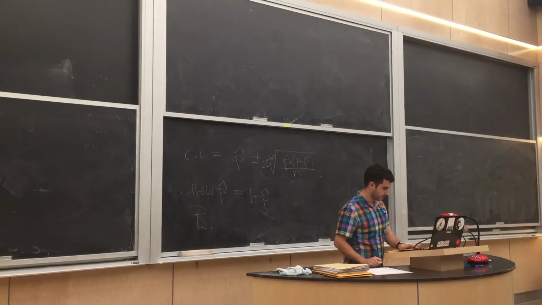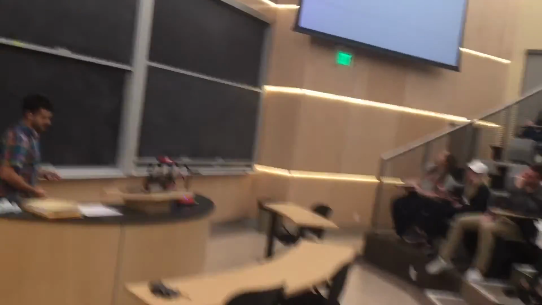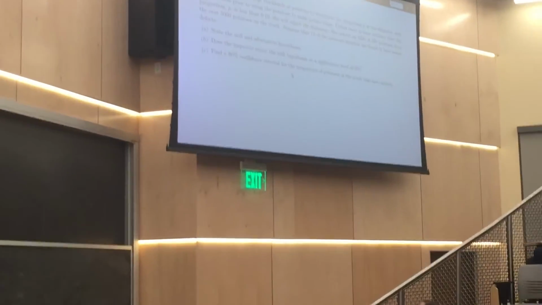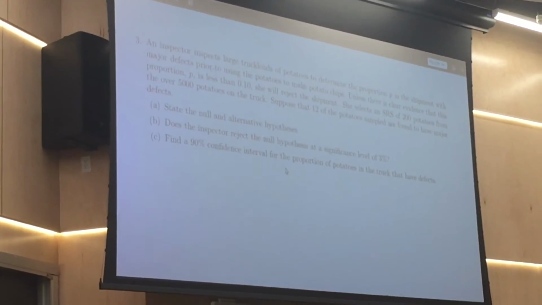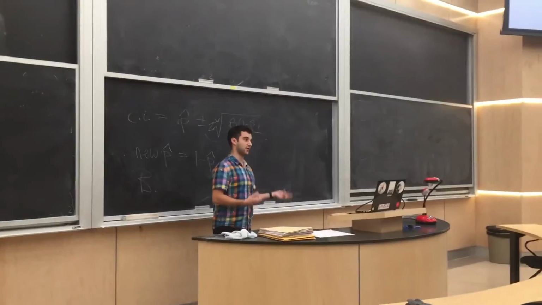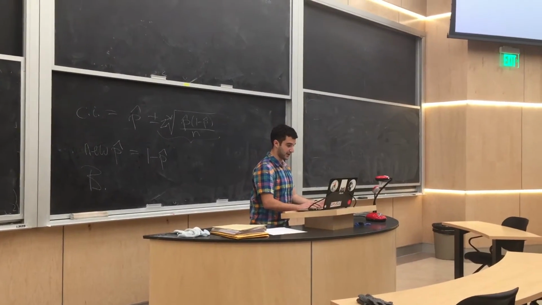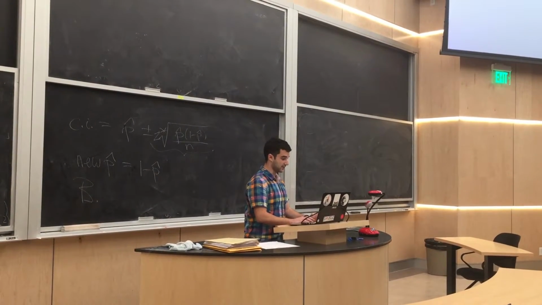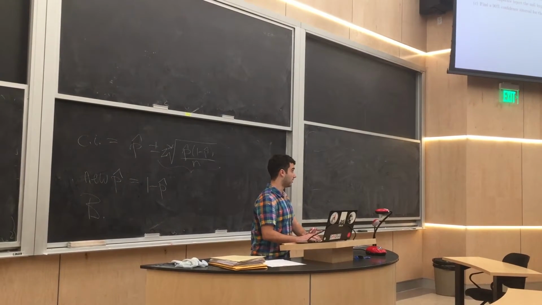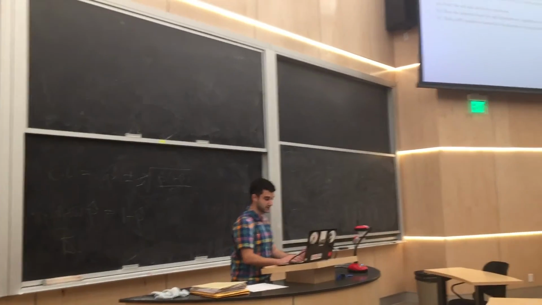All right, let's do the next problem, the third problem. Let's look at potatoes. We have this big truckload of potatoes, and before we make the long journey from the potato farm to the potato chip people, we want to make sure there are not too many defects in this truckload. Unless there's clear evidence that the proportion of defects is less than 10%, we're going to reject the shipment. We're not going to ship the potatoes.